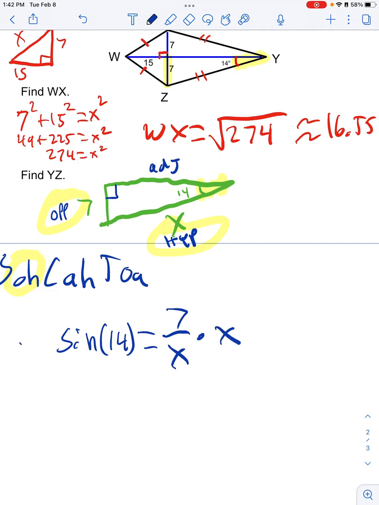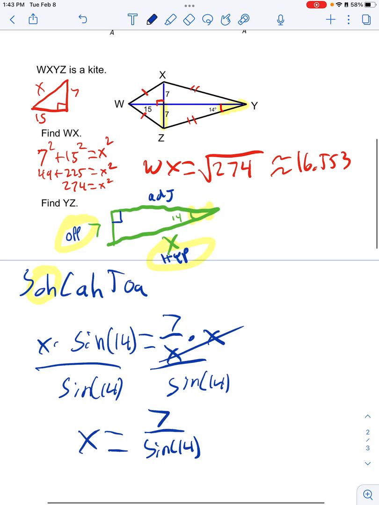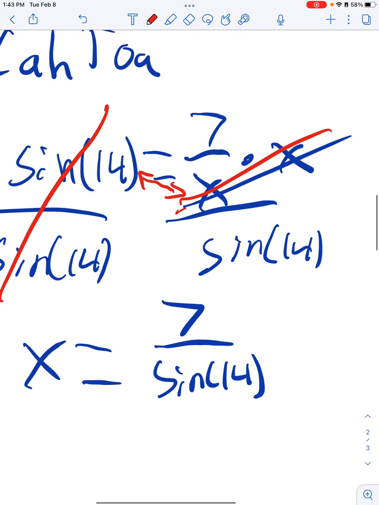If I multiply by x on both sides, and then I divide by sine, and I divide by sine, again, that cancels out. I really have x equals 7 over sine 14. Again, if that doesn't make sense, we cancel out here, we canceled out here. What we really did is we flip-flopped sine and x so that we can type this into our calculators: 7 divided by sine 14.